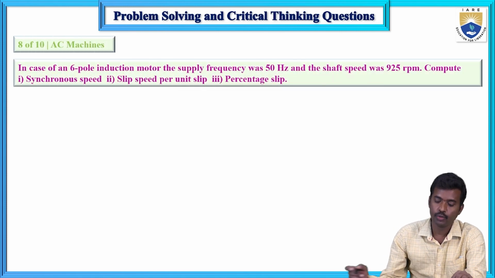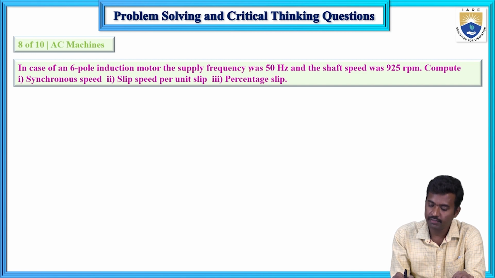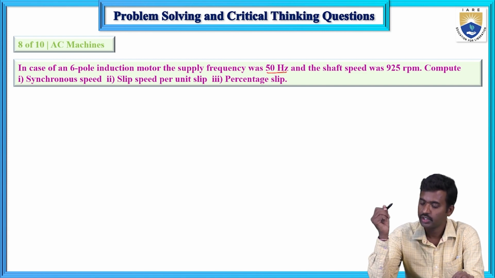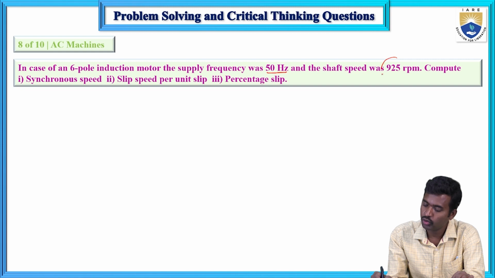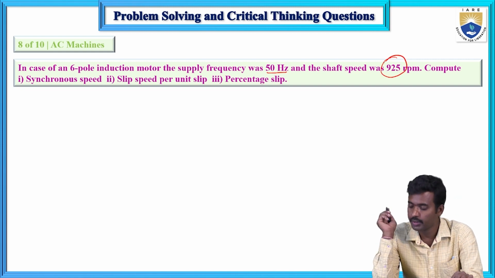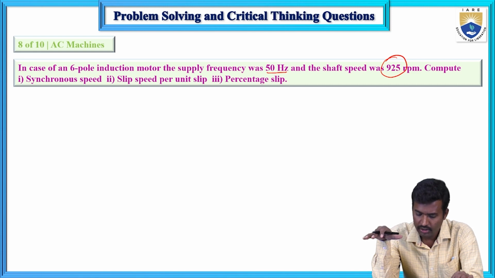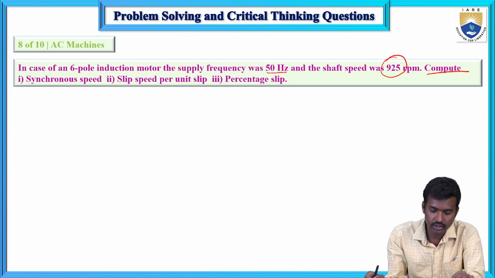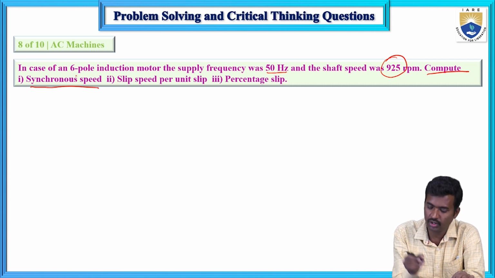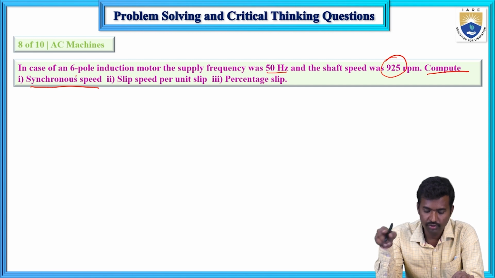In case of a 6-pole induction motor, the supply frequency was 50 Hz. The shaft speed was 925 RPM. Same formula, same thing, only numerical changed. Now determine the synchronous speed. Same thing, we already calculated this one: 120 F by P, 120 into 50 divided by 6. That is the synchronous speed.